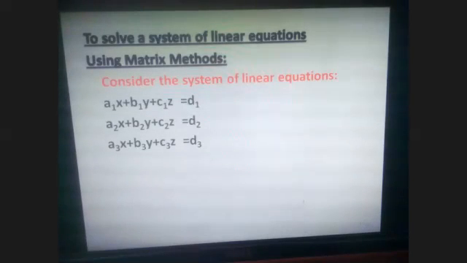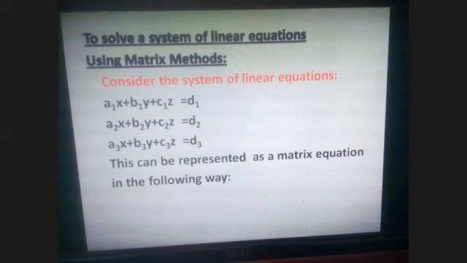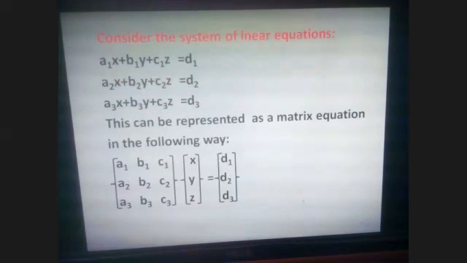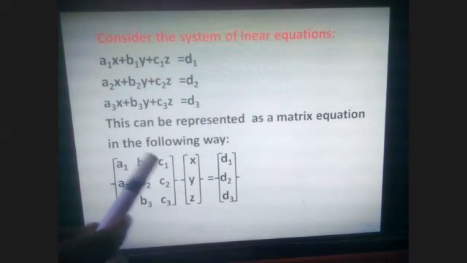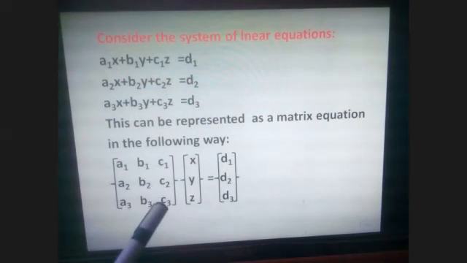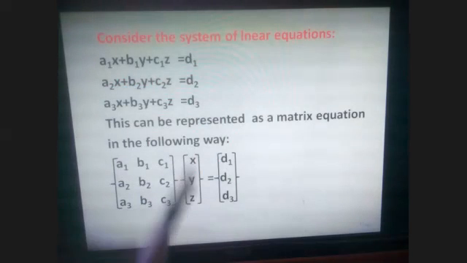So we consider the system of linear equations. Suppose we have 3 equations in 3 unknowns. Well, this can be represented as a matrix equation. We are going to represent this as a matrix equation. We are going to multiply this matrix A1, B1, C1, A2, B2, C2, A3, B3, C3 with the column x, y, z.